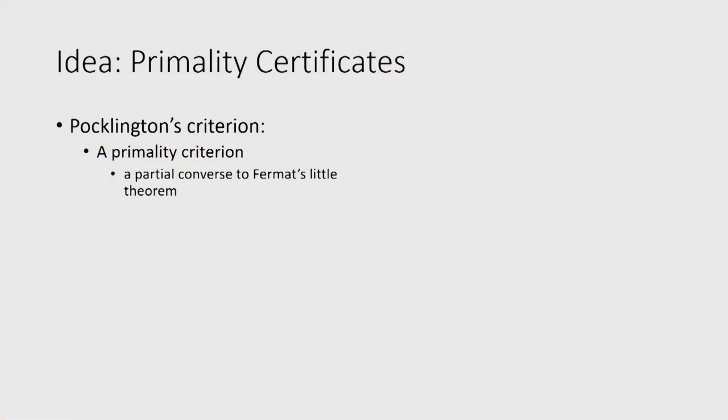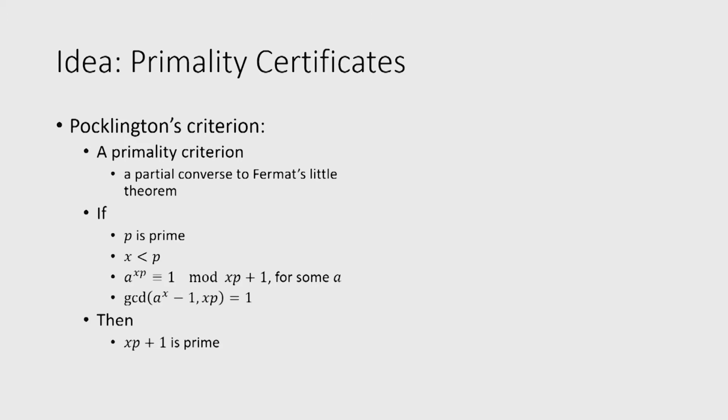So Pocklington's criterion is a mathematical statement that gives us a primality certificate. You can think of it as a partial converse to Fermat's little theorem. And what it says is that if p is a prime and x is some number less than p, and we have a particular relationship that holds for some exponentiation, I'm not going to go into the details of this right now, and you also have a GCD relationship, again, I'm not going to go into the details, then the product of x and p, plus 1, is prime.